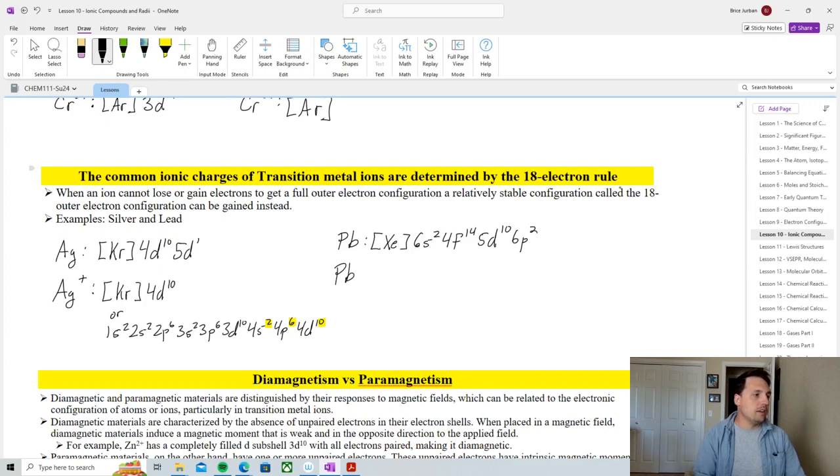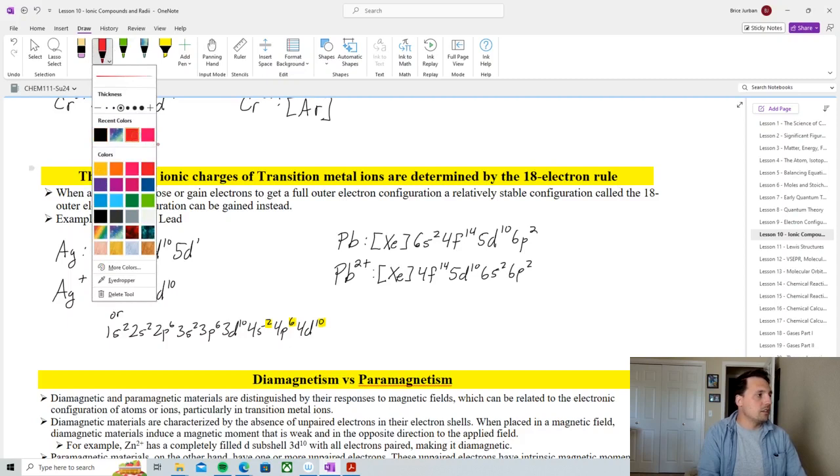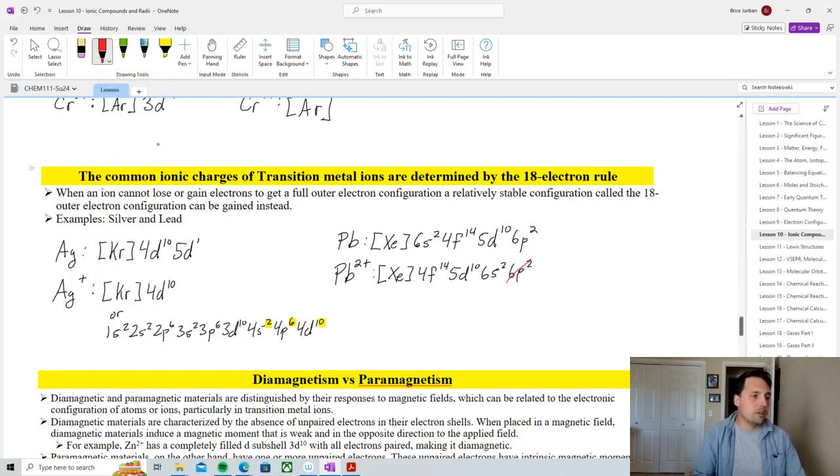If we form the lead 2+ ion, what we're going to want to do is rearrange the order in which these are written. We'll start with the smallest number, 4f14, then 5d10, then 6s2, then 6p2. So what's going to actually occur is these 2 electrons are going to be removed first, and this will be our configuration for lead 2+.